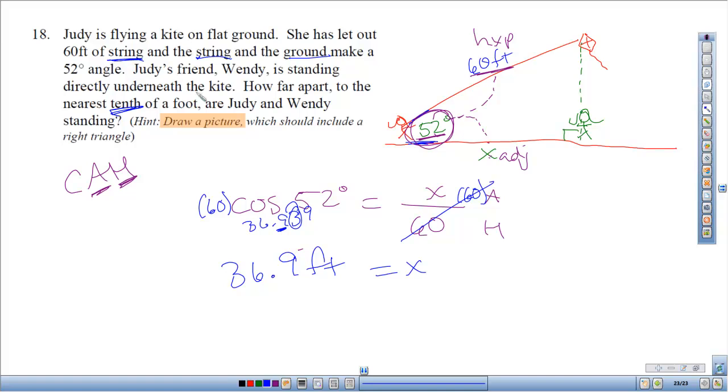Okay, and the big idea is to draw a picture and put a lot of thought into where you put the measurements. Most people who miss this problem on the test don't put the measure, they write the 60 over here. Or they'll put an angle measure that's on a side instead of on one of the angles. So pay as much attention to that as you can.